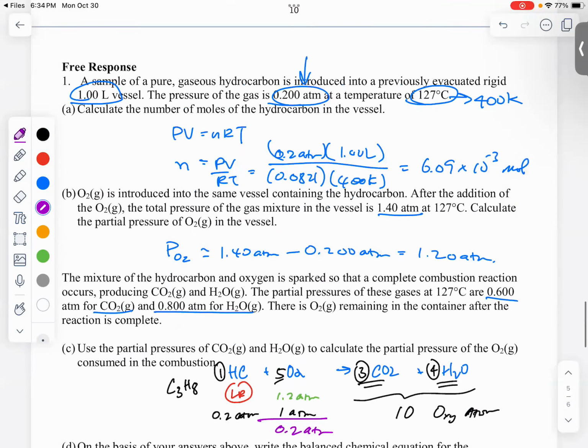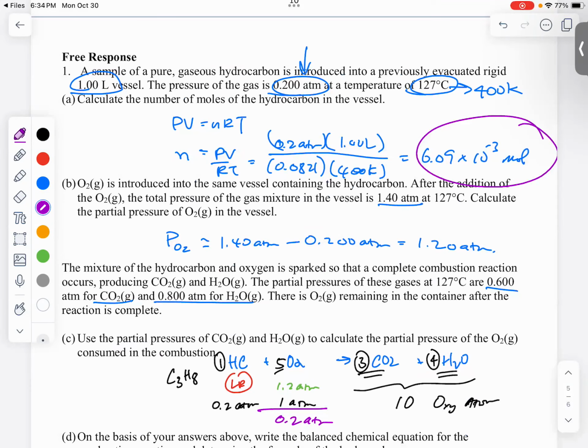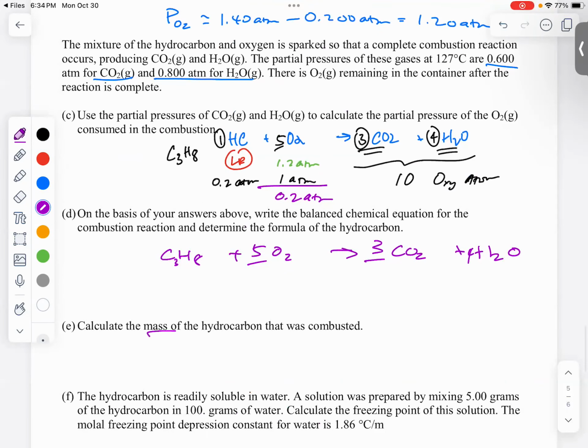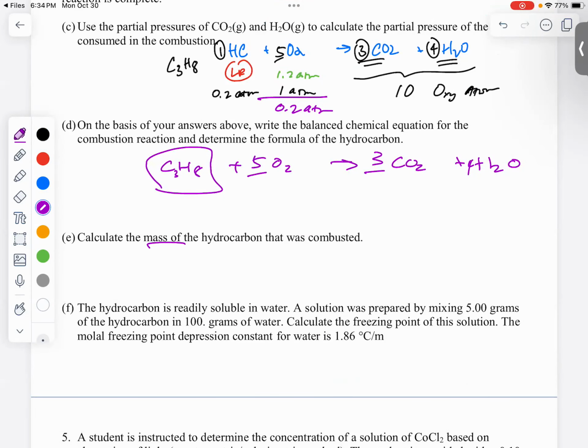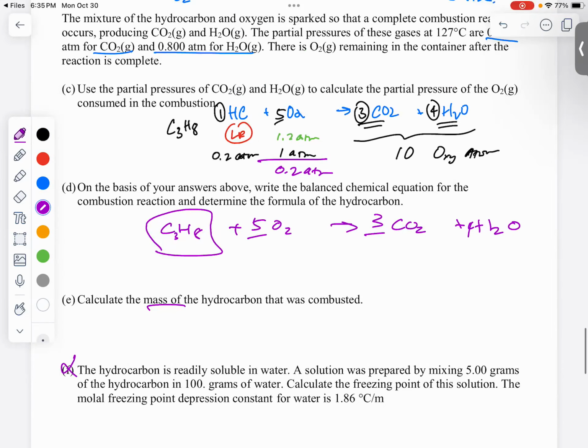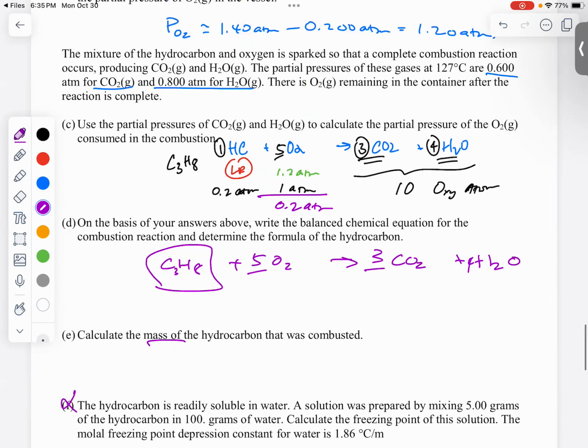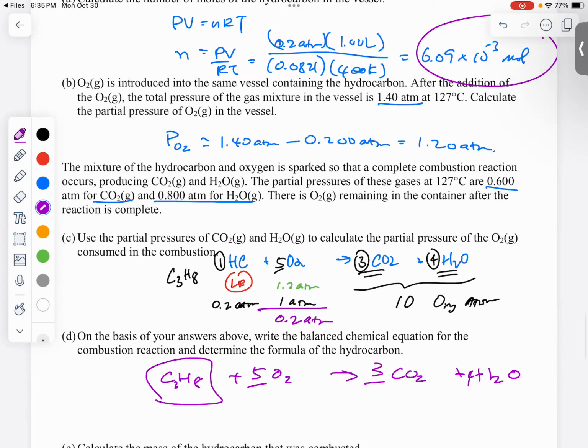So that's basically changing these moles into mass using the molar mass of propane. And then the hydrocarbon is readily soluble in water. Its solution was prepared by mixing 5 grams of hydrocarbon and 100 grams of water. Calculate the freezing point. Now you can skip F because there's no freezing point depression right here. So I think the hardest part is the one with the balanced equation.